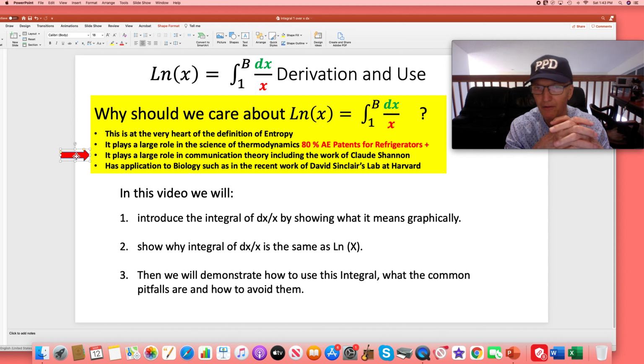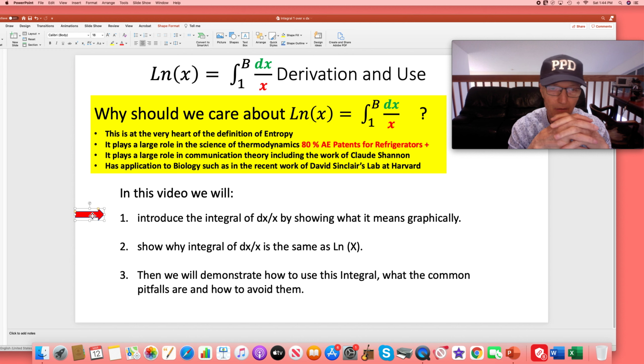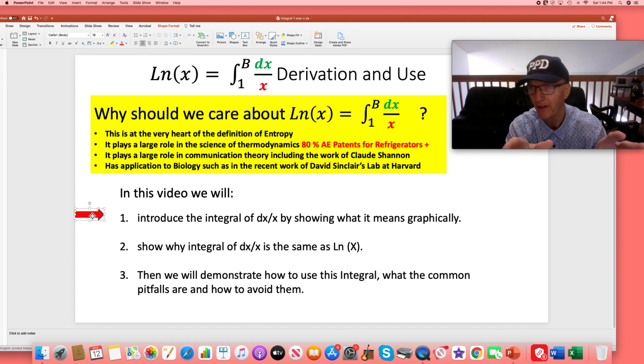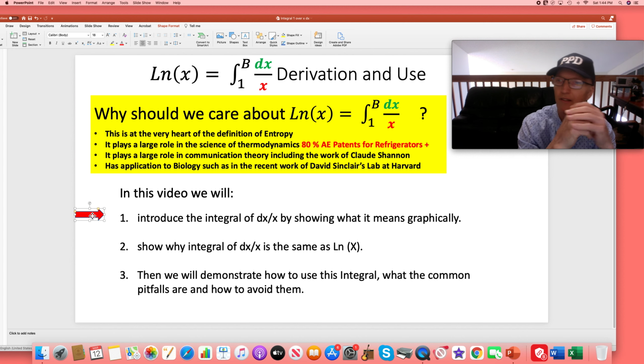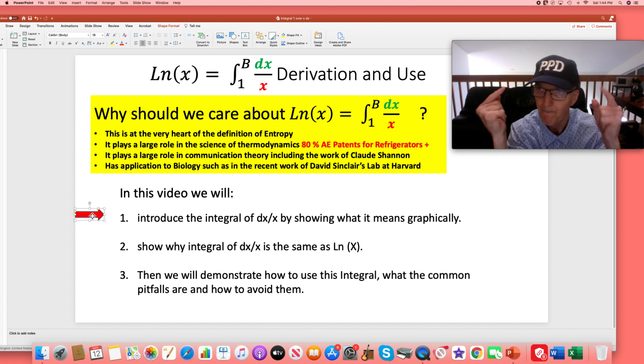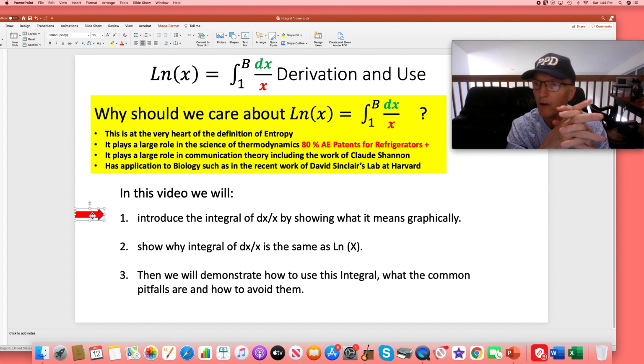So let's see, how are we going to go about this? In this video, we will first introduce the integral of dx over x by showing what it means graphically. Now, wherever possible, I always like to take the notation of mathematics and turn it into something graphical so that we can see what it is all at once.